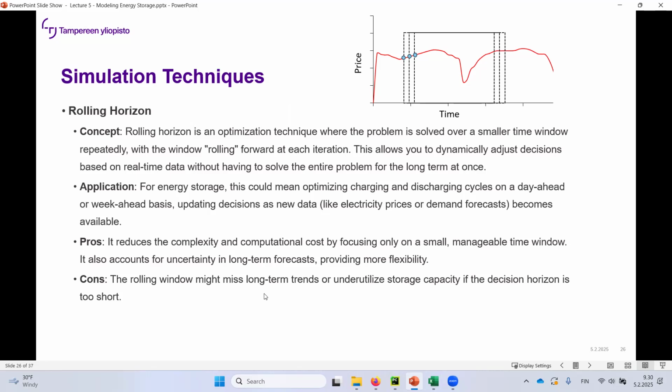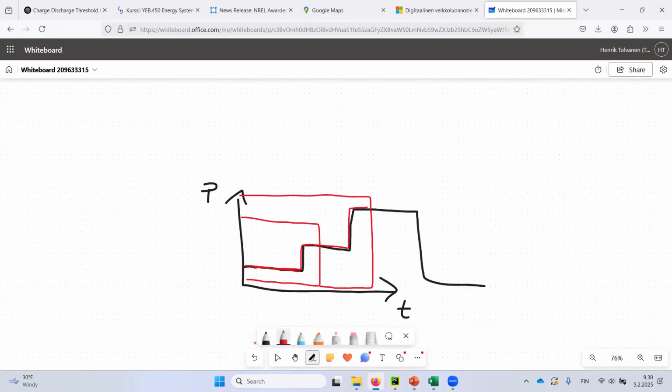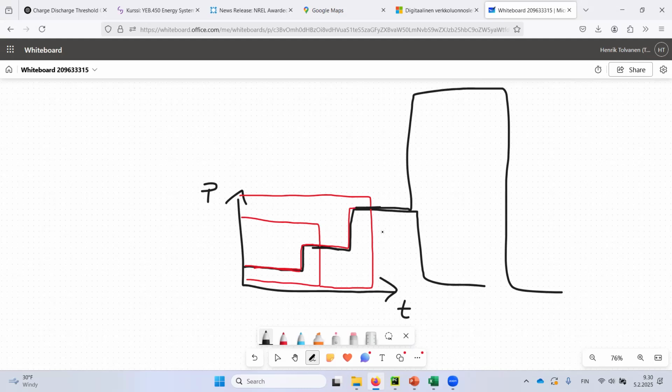But the rolling window might miss long-term trends. So if, for example, in here the electricity price would go still upwards, then you started selling in here, and then your battery was already empty when you would have made the most profits from here.